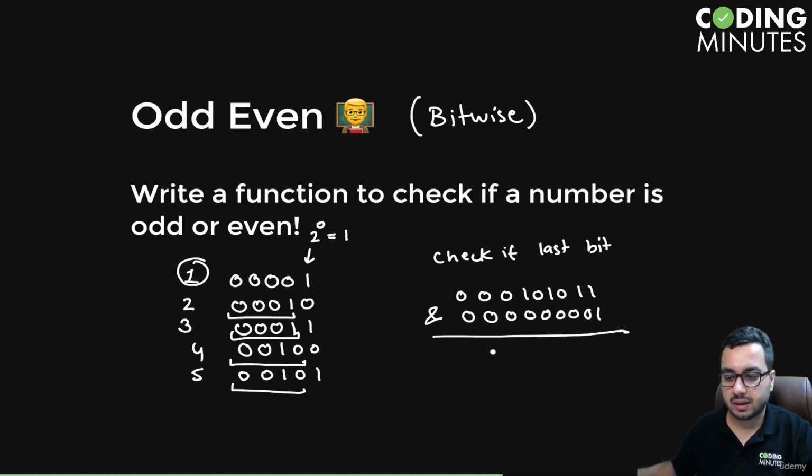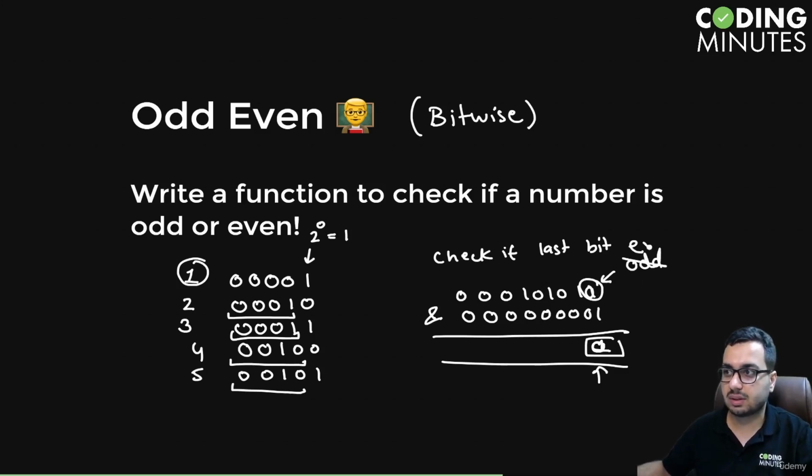If you do an AND here, since we have lots of zeros, the only thing we can get is at the last position. So if the last position is 1, that means this position was 1, and that means this number is odd. But if the last position is 0, then we will get a 0 here. That means this number is actually even. I hope you understood how we can check whether a number is odd or even.